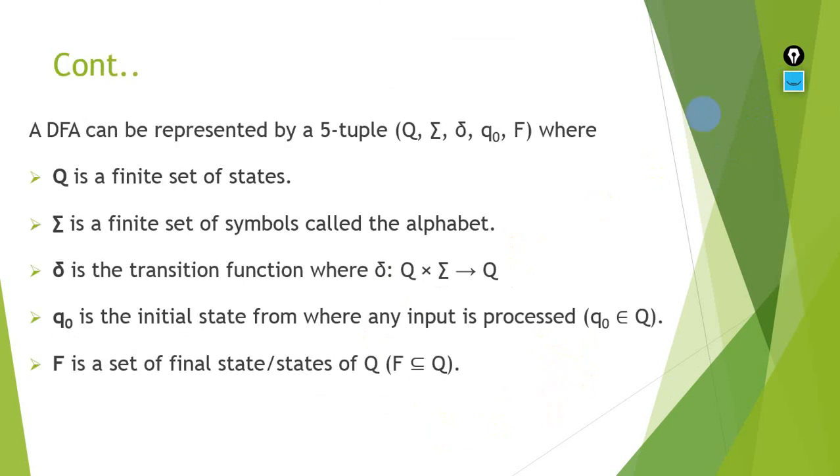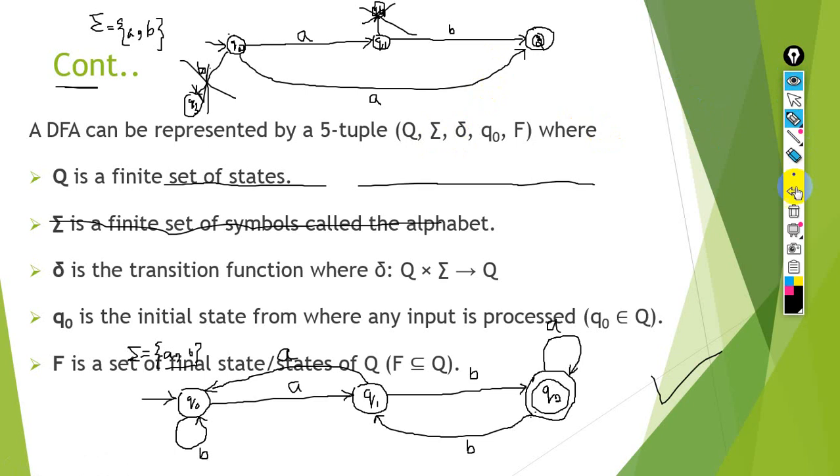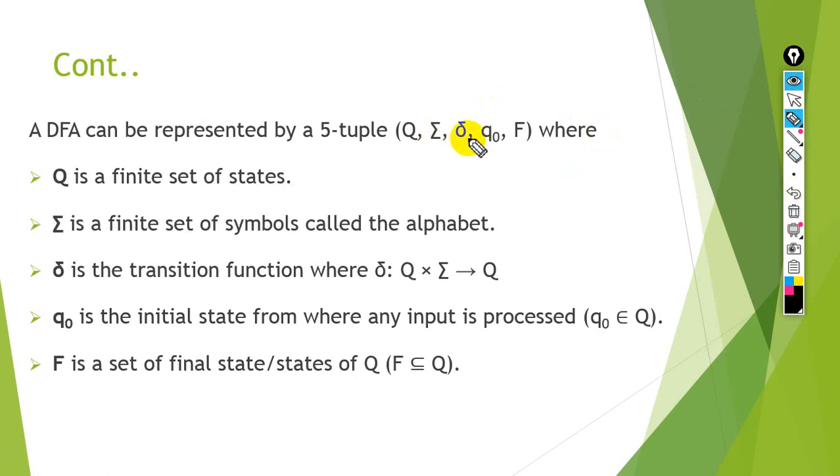So here what we have, a DFA can be represented by a 5-tuple: Q, sigma, small sigma, Q naught, and F. So when we are designing, when we are drawing a DFA diagram, we will have these 5 things for making a DFA diagram.